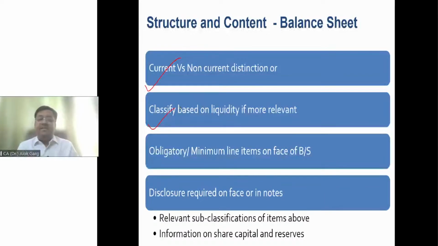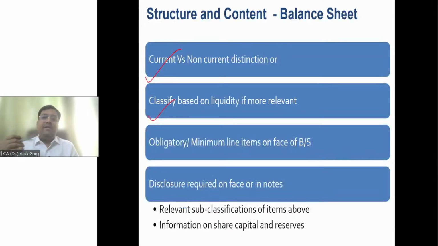Liquidity basis means the items which are realizable in cash. For example, cash and cash equivalent is a highly liquid item. It is a cash item. So cash and cash equivalent will come first, right?